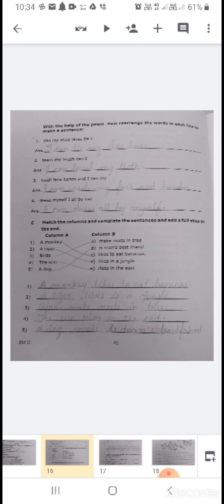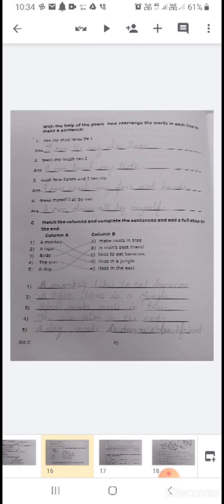One is you have to match the columns, complete the sentence and add the full stop at the end of every sentence. The first is a monkey. Match it with "likes to eat bananas." Second is a tiger, match it with "lives in the jungle." Third is birds, match it with "make nests in the trees." Next is the sun, match it with "rises in the east." Fifth is a dog, match it with "is man's best friend."